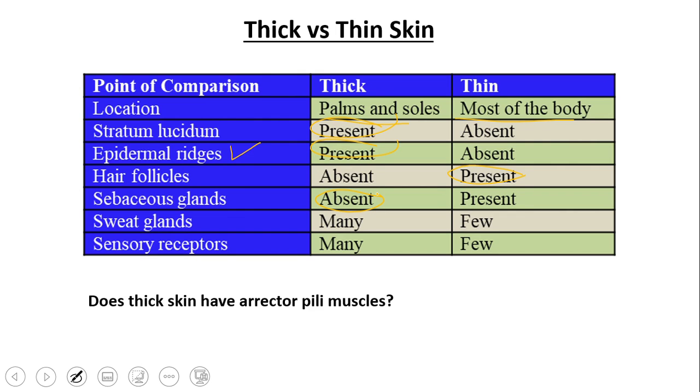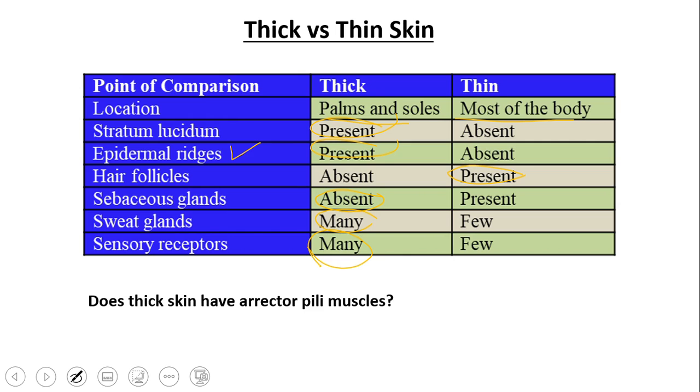How about the sweat glands? The thick skin has many of them, like we sweat through the palm of the hand and the sole of the feet. The thin skin also has sweat glands, but fewer than the thick skin. The sensory receptors are more abundant in the thick skin. We use our fingers to feel, and they have a higher amount of receptors in comparison to the thin skin.